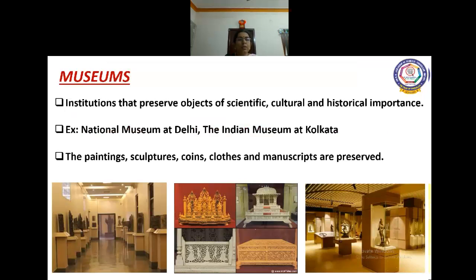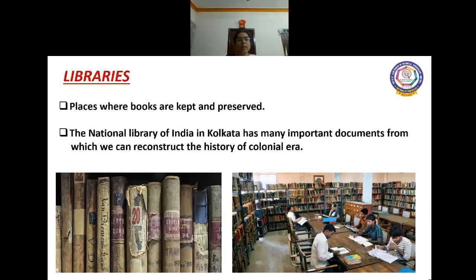And museums are the institutions that preserve objects of scientific, cultural and historical importance. We can take the example of the National Museum at Delhi and the Indian Museum at Calcutta. The paintings, sculptures, coins, clothes, and manuscripts are preserved in these museums. By getting information from these museums, we can easily reconstruct the history of modern India. And when we talk about libraries, libraries are the places where books are kept and preserved. The National Library of India in Kolkata has many important documents from which we can reconstruct the history of the colonial era.